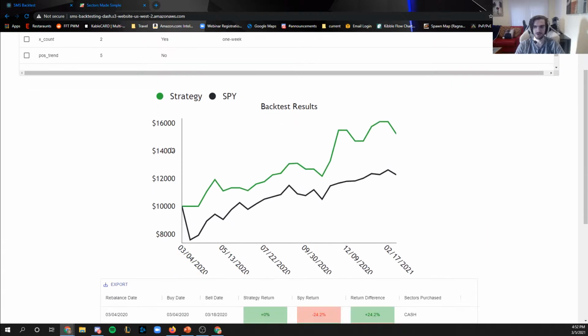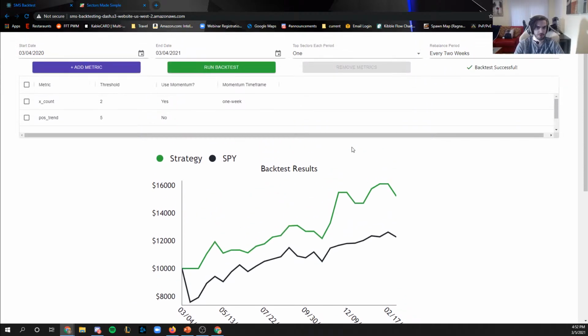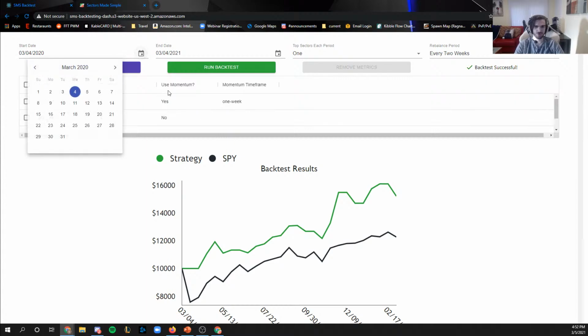And I can see that my strategy outperformed the market. The market is here in a black line. Our strategy is here in a green line. Not bad, right? We did pretty well. We beat the market. But let's change this, shall we?